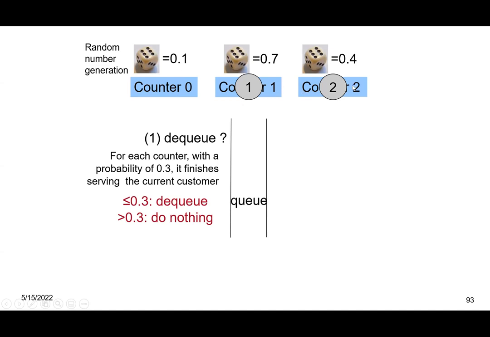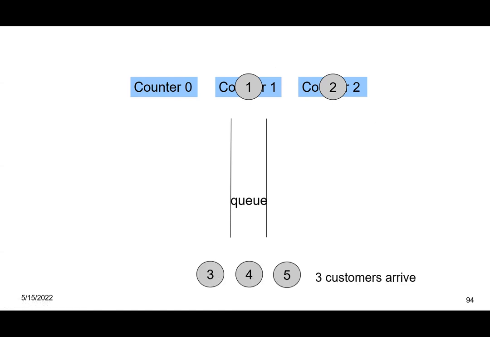But counter 1 and counter 2, because the random number I generated is more than 0.3, so customer 1 and 2 will remain there. They haven't finished. Okay, so this is step 1 in the second minute. Then we go to step 2. Again, we will enqueue the newly arrived customers. There are 3. Now the customer numbers are 3, 4, 5.